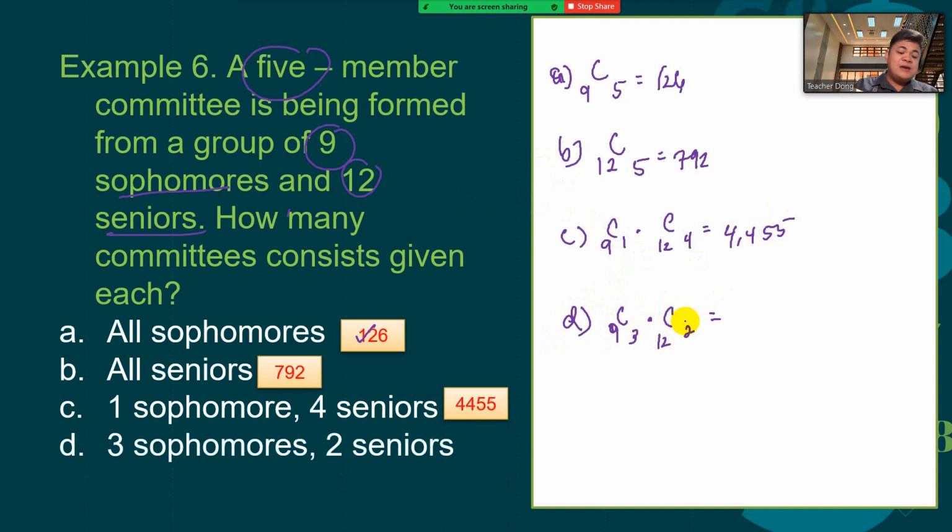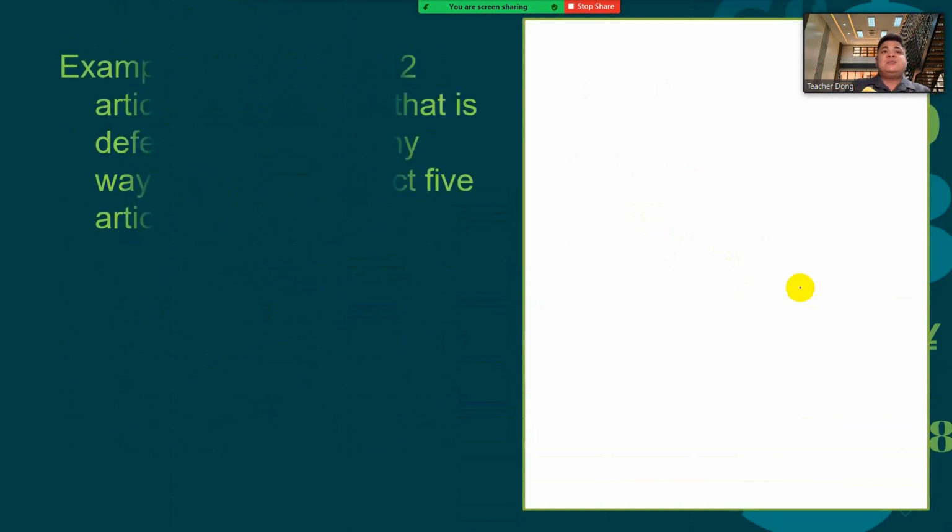3 plus 2 equals a 5-member committee. So it's now 5,544. Okay, so as simple as that. First, you have to analyze the given problem for you to be able to solve it easily. Let's proceed with example number 7.